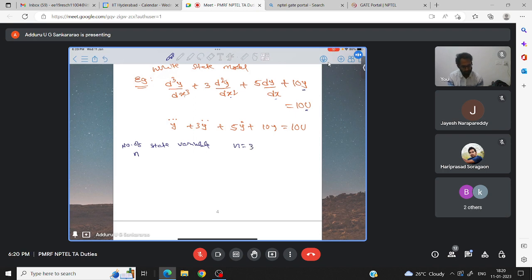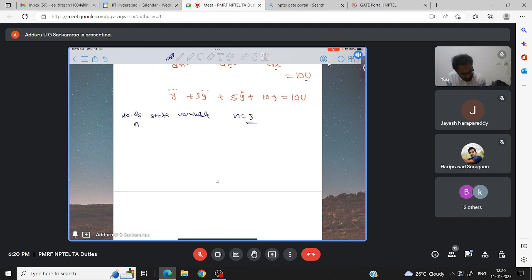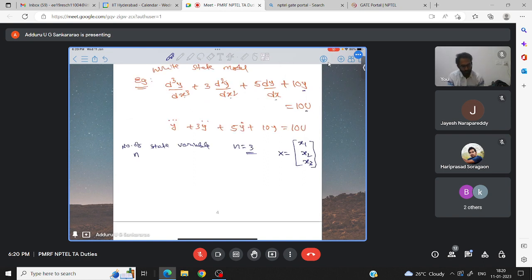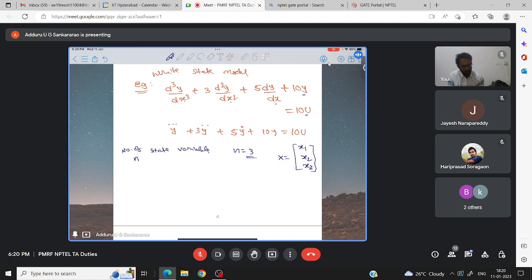So that is the number of state variables. That means in the circuit you have two inductors plus one capacitor, or three inductors, or three capacitors, or one inductor plus two capacitors, like that. Total three memory elements are there. Then what should be the state vector? The state vector is something like this: x1, x2, x3. Only one input u is there, and one output y is there. That means u is the input vector and y is the output vector. From here, only y is given, not y1, y2, y3.